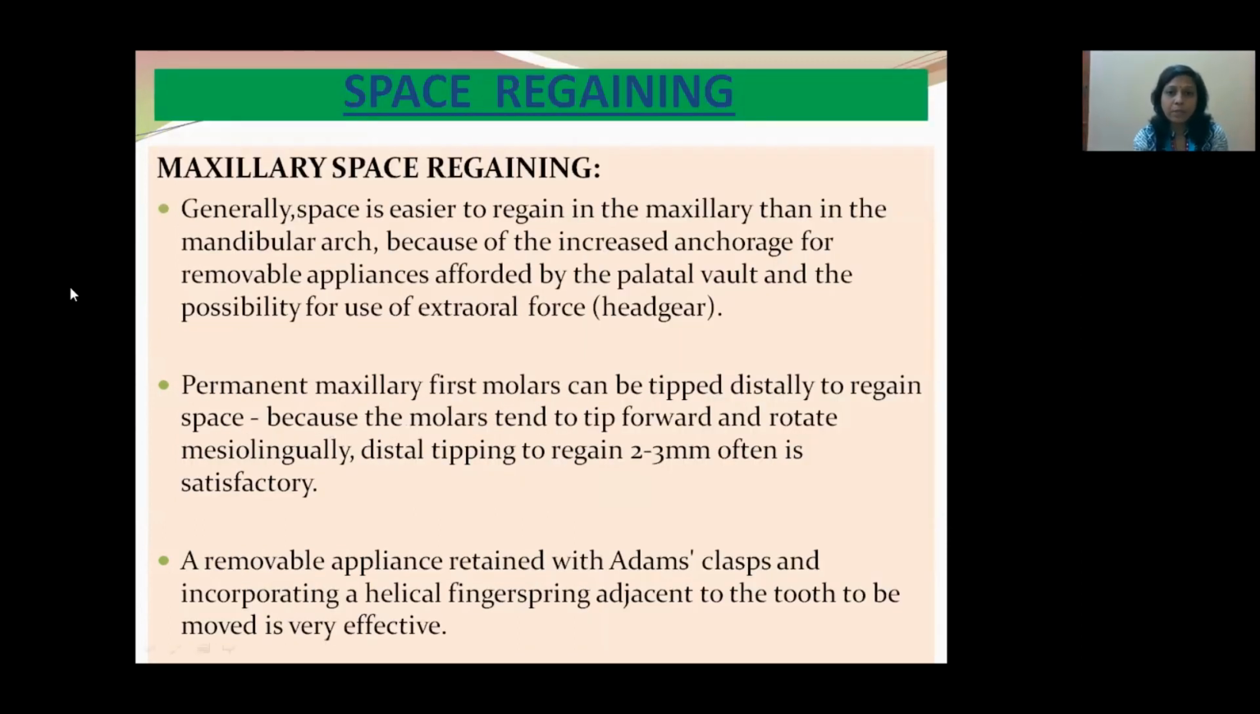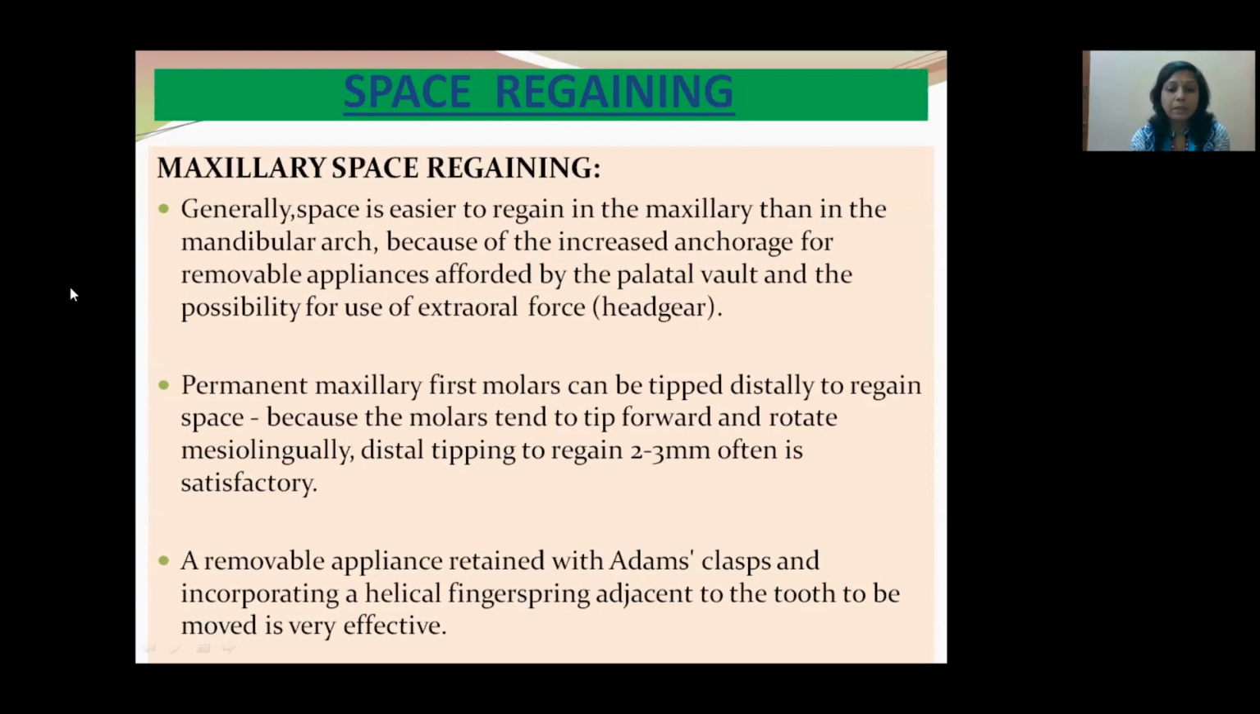Coming to some space regaining procedures in the maxillary arch. Space is generally easier to regain in the maxillary arch than in the mandibular arch because of the increased anchorage for removable appliances afforded by the palatal vault and the possibility for use of extraoral force from the headgear, which is not possible in the mandibular arch.